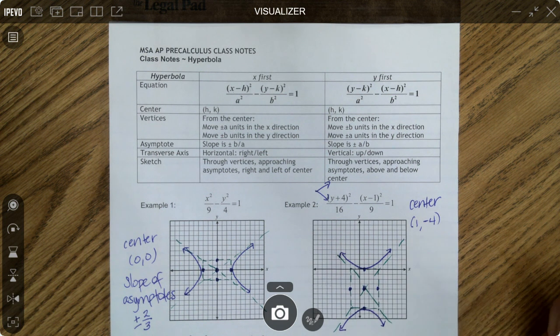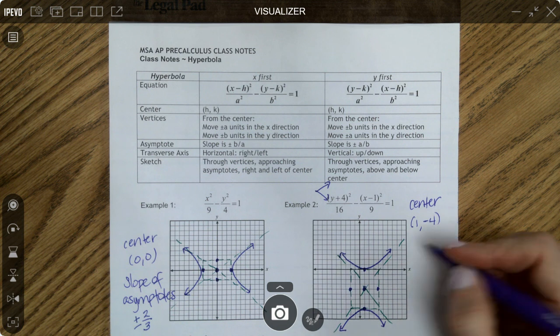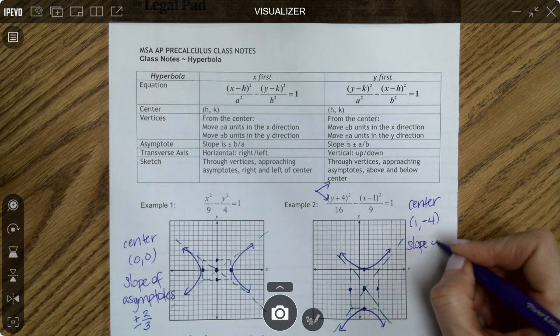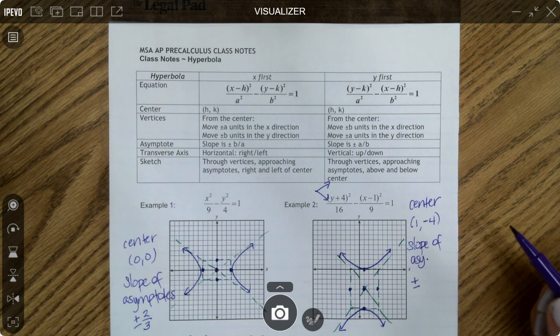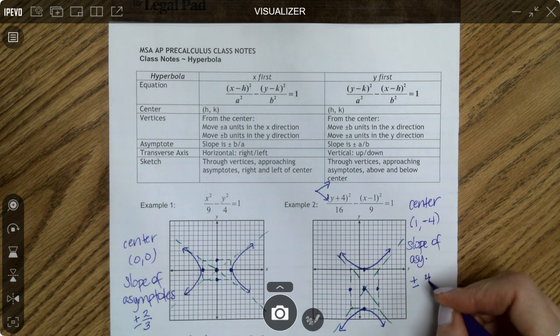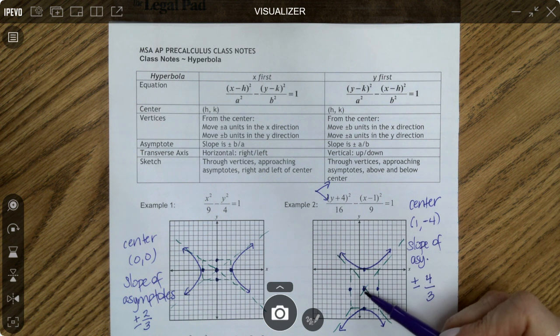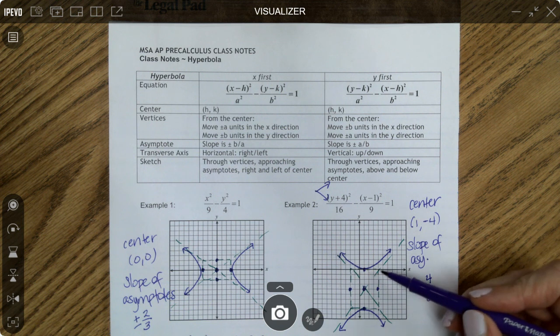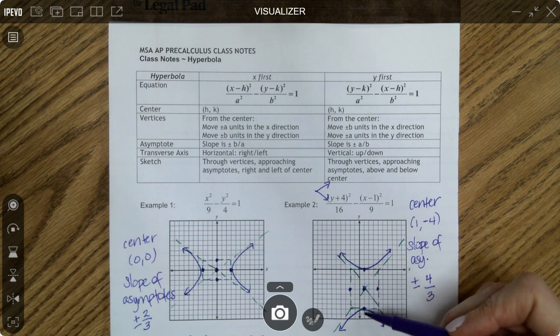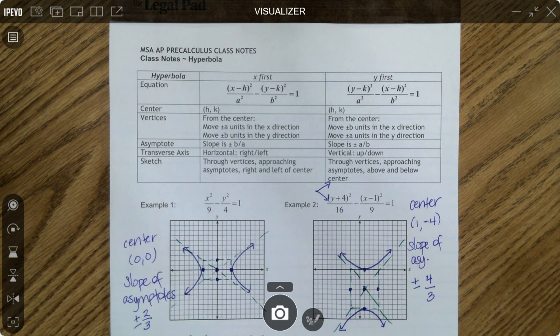So it's not difficult to graph hyperbolas, but you do have to pay more attention than you do with the circle and the ellipse. So slope of asymptotes here, I'm going to abbreviate, it's always going to be plus or minus. The change in y, I went 4 in the y direction, change in x, 3 in the x direction. So from the center, from corner to corner of this box I made, up 4, right 3, up 4, left 3, down 4, right 3, down 4, left 3. The slope is plus or minus 4/3.